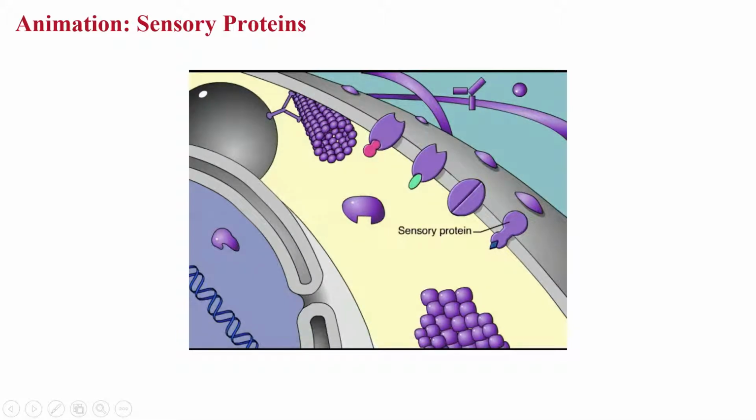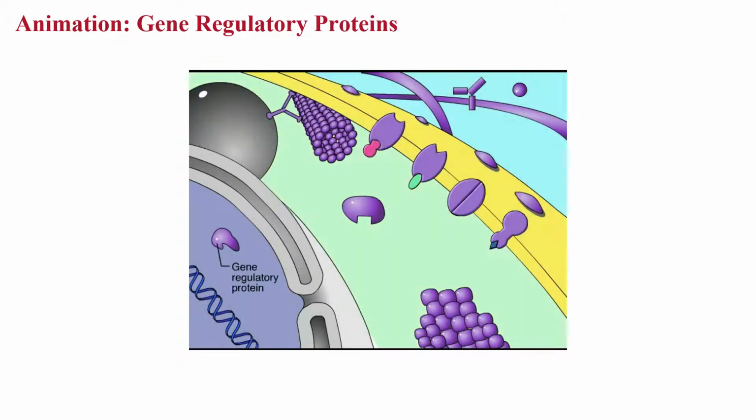Sensory proteins detect environmental changes such as light and respond by emitting or producing signals that call for a response. Gene regulatory proteins bind to DNA in particular locations and control whether or not certain genes will be read. This allows cells to become specialized for different functions and respond to changes in their surroundings.